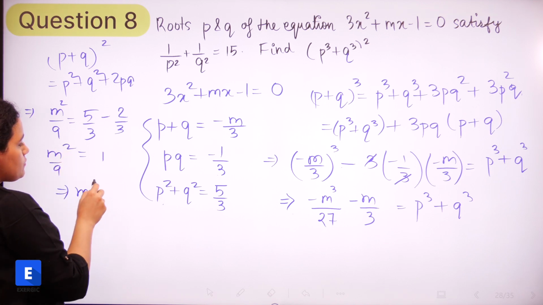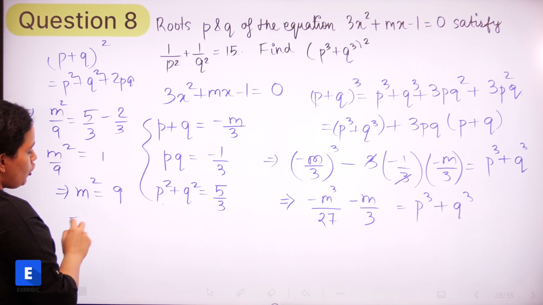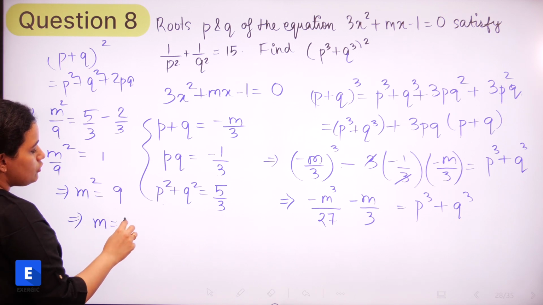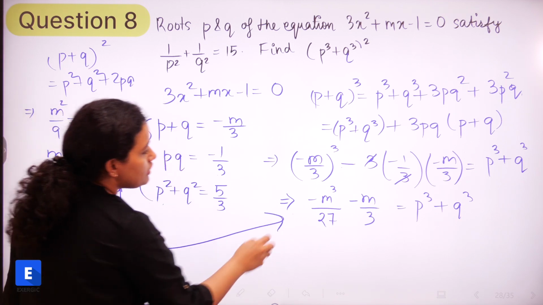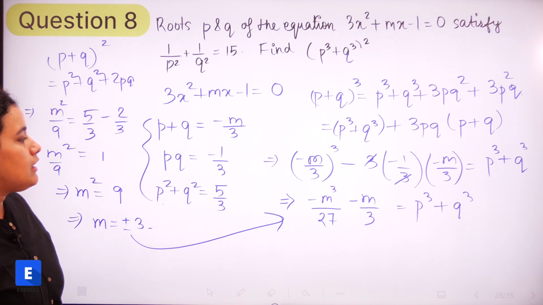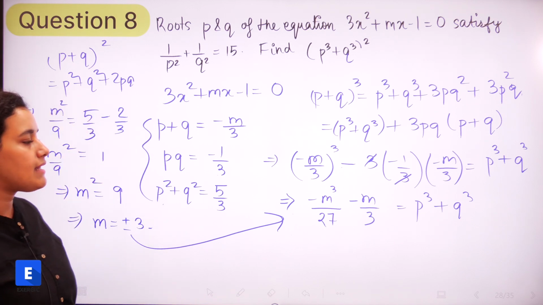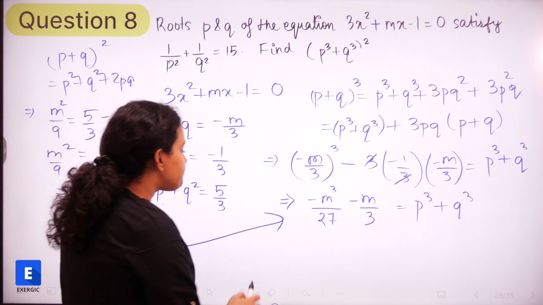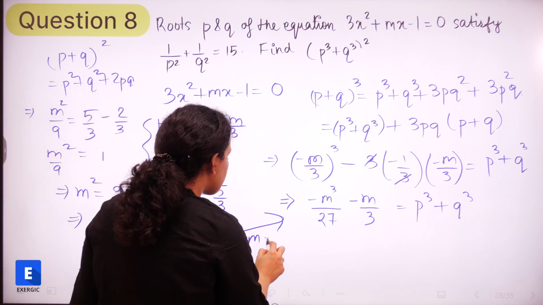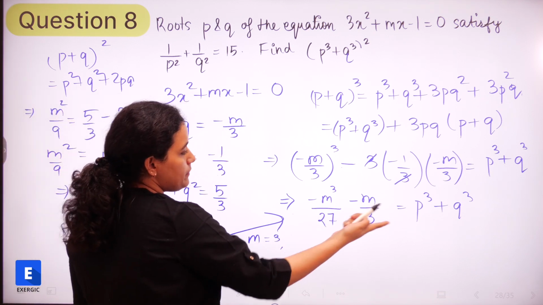So I am getting m square is equal to 9, or I will get m as equal to plus minus 3. Simplify, just simply put the value of m here. We will consider both m as plus 3 as well as minus 3. So if I take m as plus 3, what happens to this?